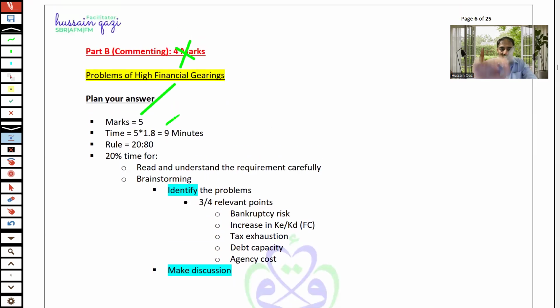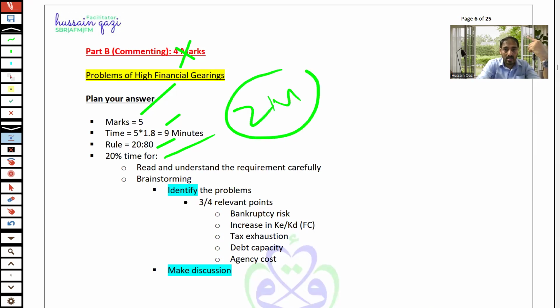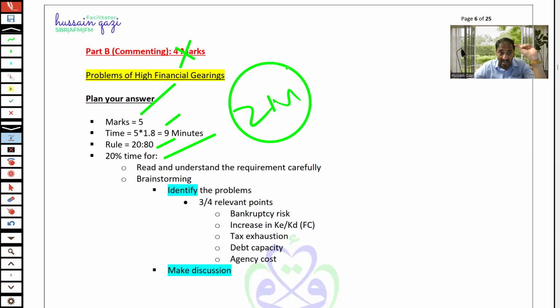So time allocated 9 minutes. Very committed, 20% of the time. It's about reading, understanding the requirements. It's very straightforward, but brainstorming here. You have to invest 9 multiplied by 20%. That's at least 2 minutes here. 2 minutes you have to apply to brainstorm.